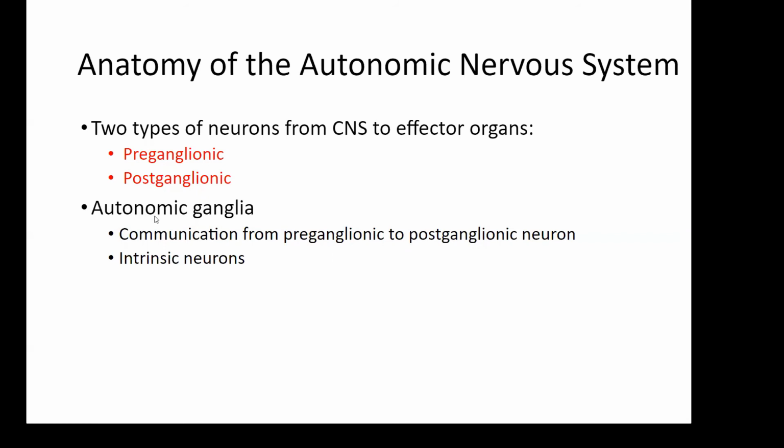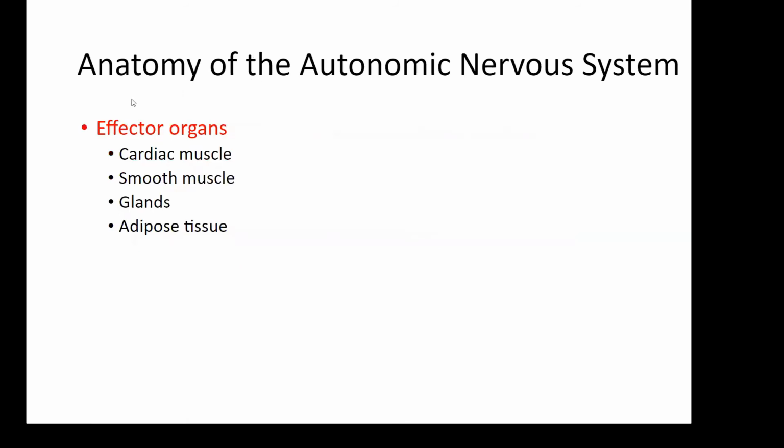So autonomic ganglia are the site of communication between the preganglionic and postganglionic neurons. We'll take a look at that. There are also sometimes intrinsic neurons that modulate this connection. Finally, just a reminder, I've highlighted them when we're looking at diagrams, but you want to know our effector organs for the autonomic nervous system: cardiac muscle, smooth muscle, glands, and actually we now know that adipose tissue is an effector organ for the autonomic nervous system. You don't usually think of fat as doing a bunch of stuff, but it actually does stuff. So it counts as an effector organ.